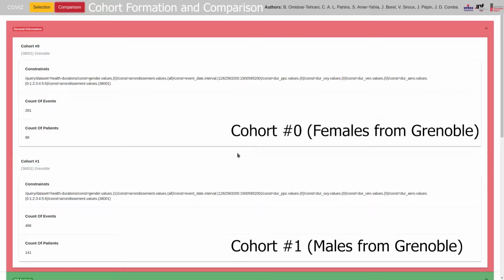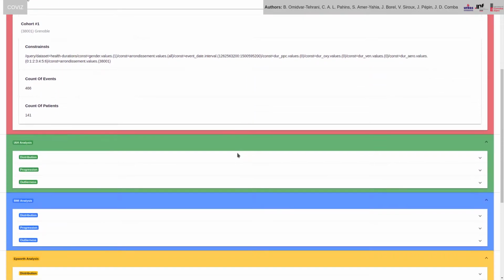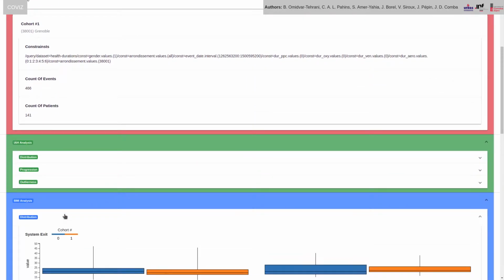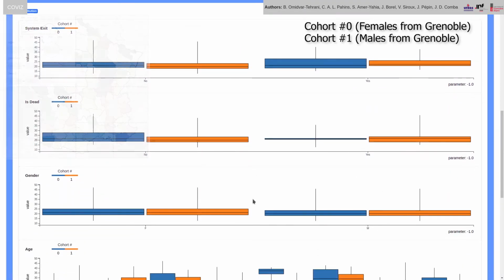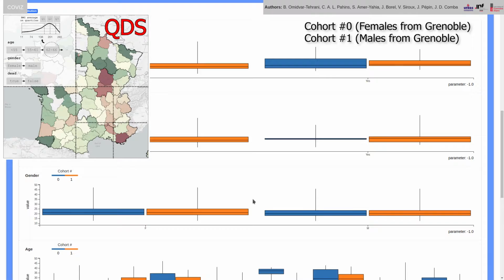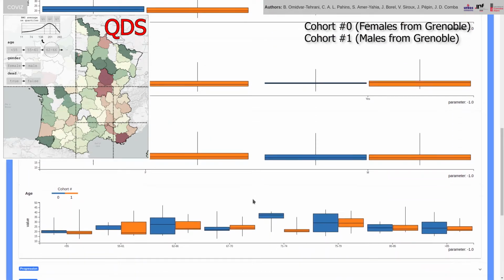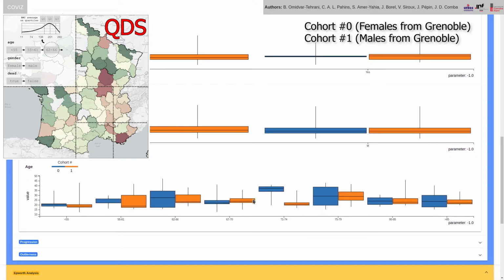Switching to the comparison view, we can observe less variability in BMI values for the male cohort. The indexing mechanism of COVIZ contributes to both challenges of efficiency and having a clear view, meaning that not only QDS enables interactive performance, but also it aggregates values in different regions of interest and contributes to clear views.